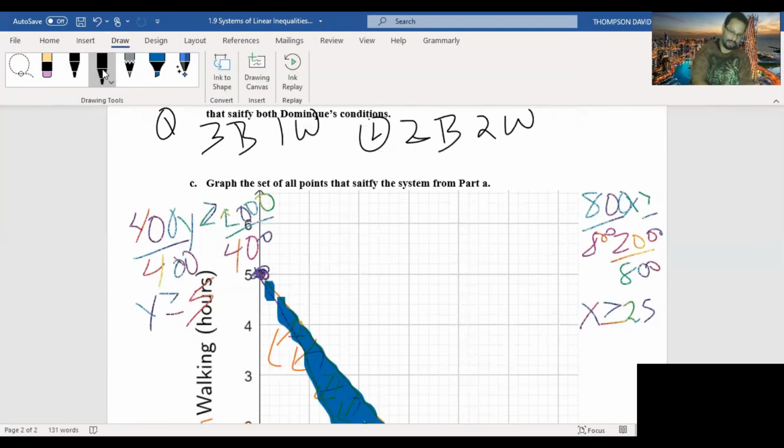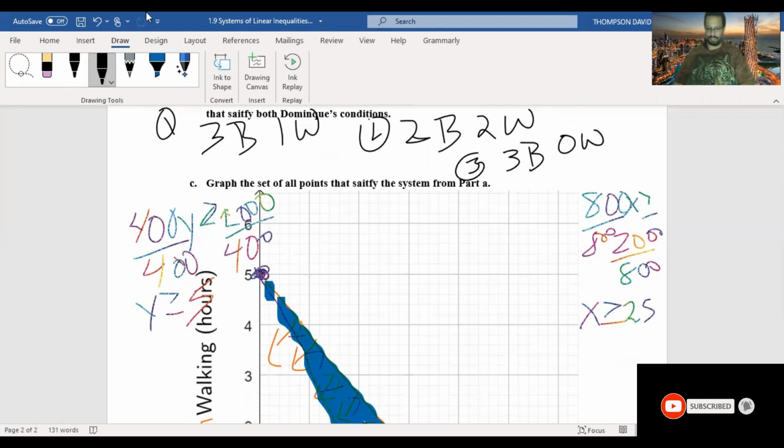So that is our last option. We could always pick any other points in that shaded region, but we'll stop at 3 biking and 0 walking, and all these points would be within that solution region. I hope this helps you get a better understanding of solving problems with systems of inequalities.